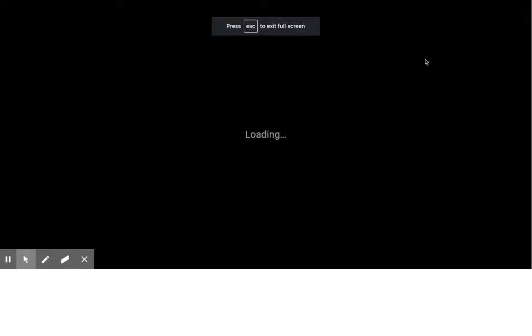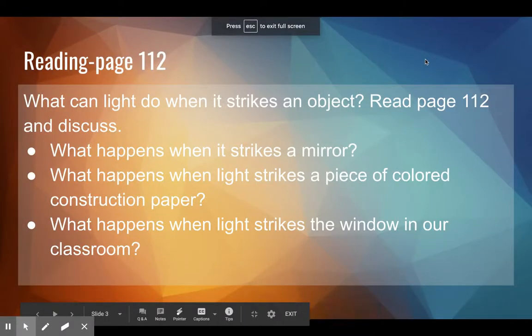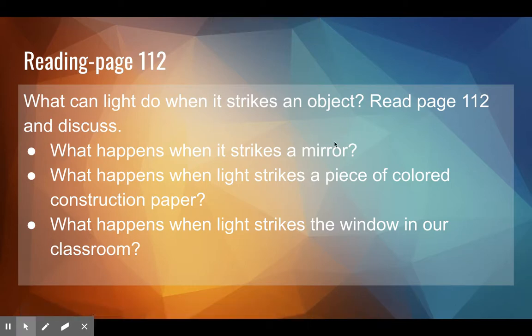So let's talk about this together as a class. Once you've completed the notes, let's talk together about what happens when light strikes a mirror. What happens when light strikes a piece of colored construction paper? And what happens when light strikes the window in our classroom? Pause the video and have a class discussion about this right now. Discuss what you should have written in today's notes.